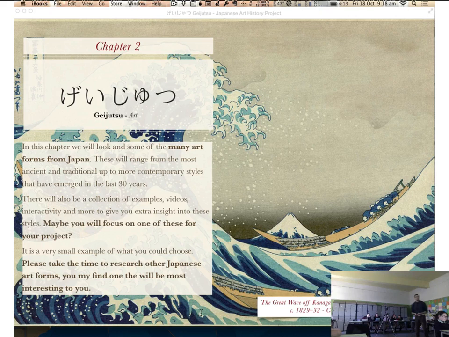That's all it is. So it's just a really, really small example. When you go back and start to research what you're going to do for your project, you're going to find one that interests you, hopefully. That's the whole point of doing this, all right?